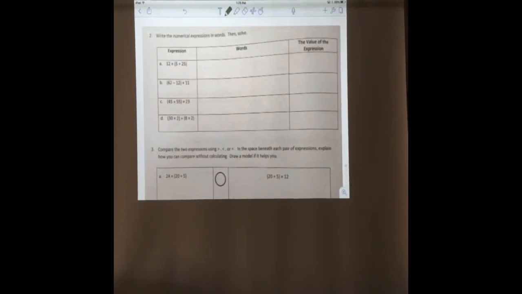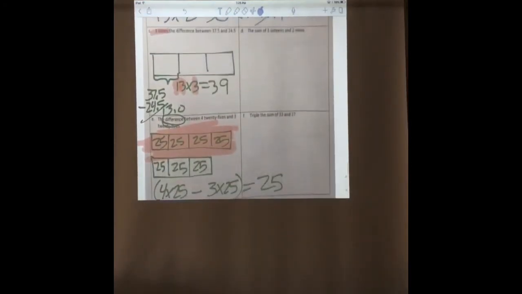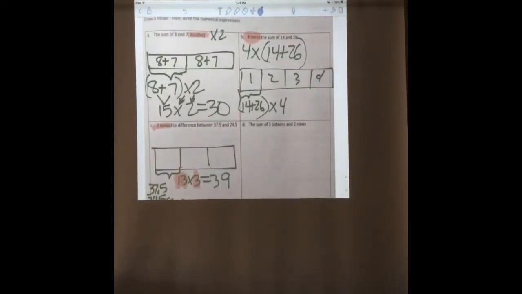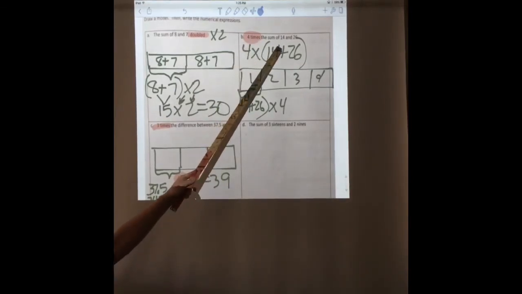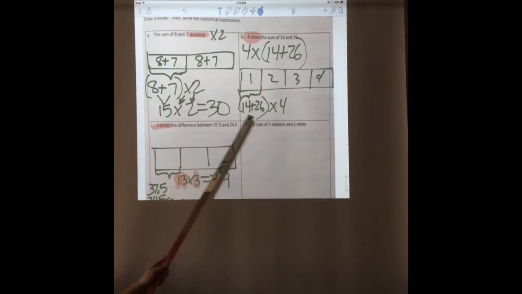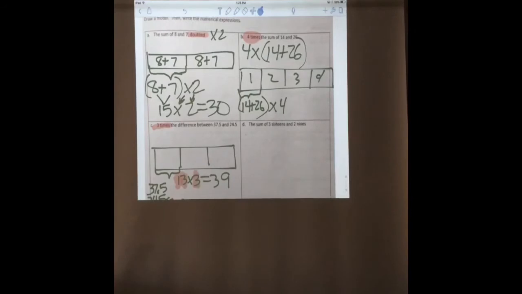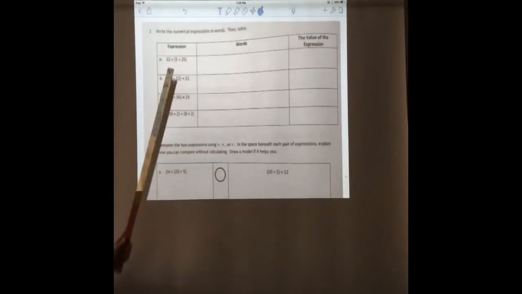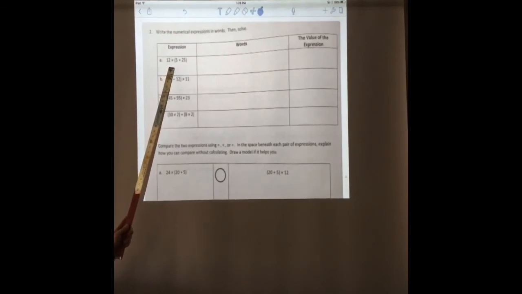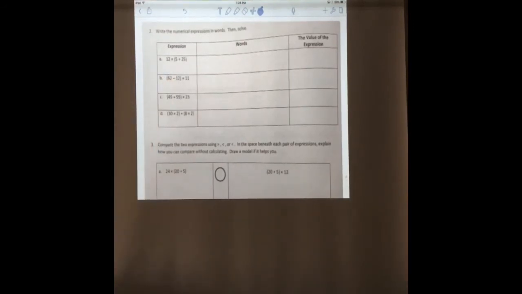Well, if I went back on my other page, what does it say? 4 times the sum of 14 and 26. How do we write that? 14 plus 26 times 4, right? Now let's go down to this page. Does this look familiar to you? So how do we write it out?